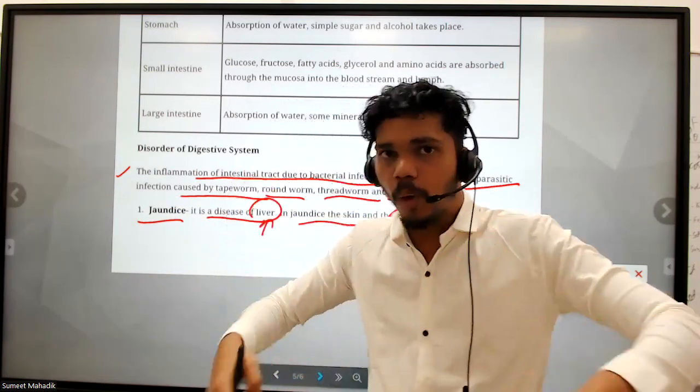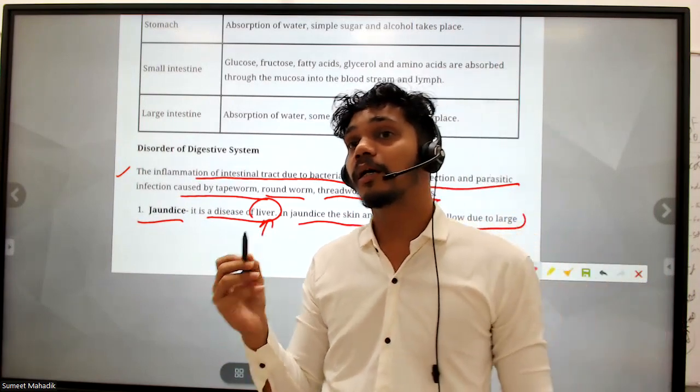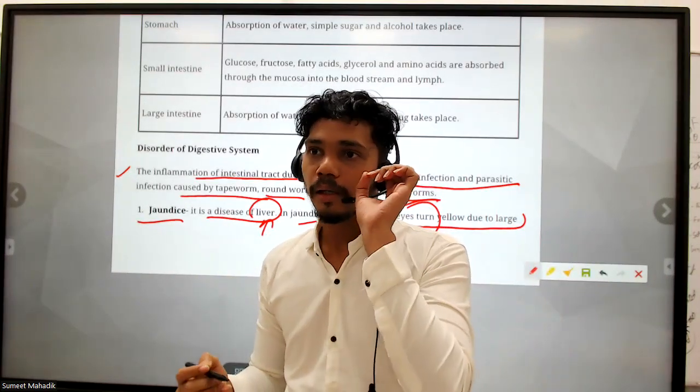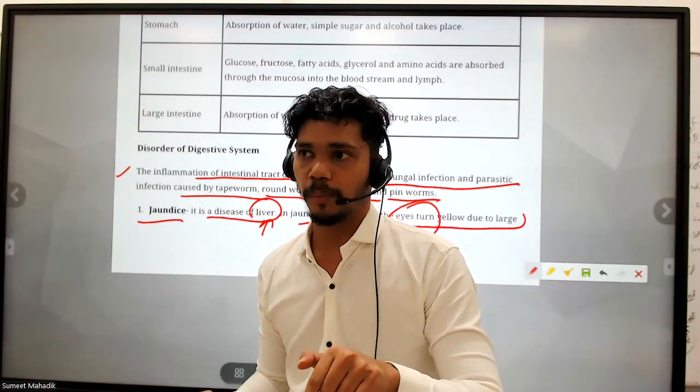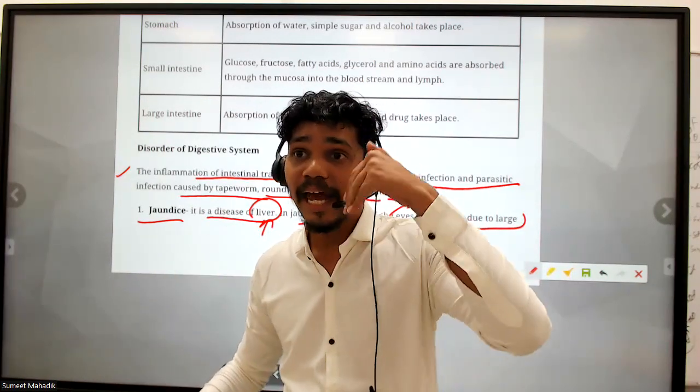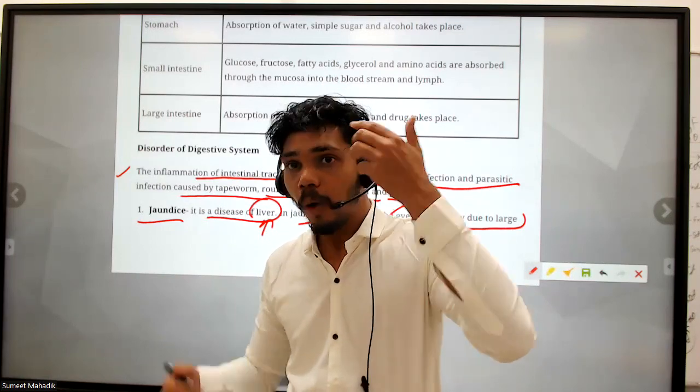Now that iron has to go outside. That's why the stool coloration of humans, the color of the feces, is almost yellowish brown, because of this biliverdin and bilirubin. If they are not going out, definitely they get accumulated, and they can accumulate all over the body.